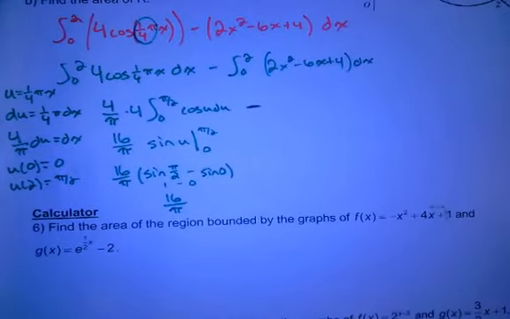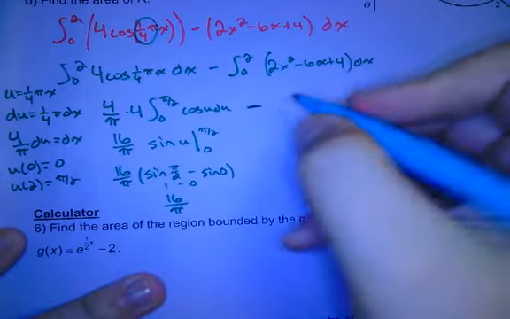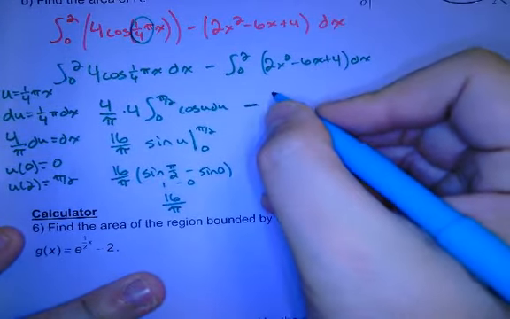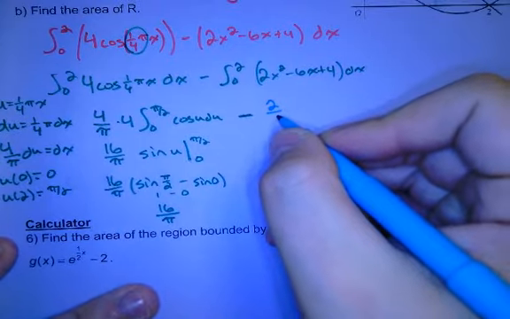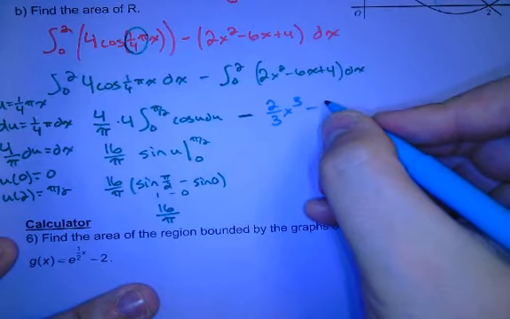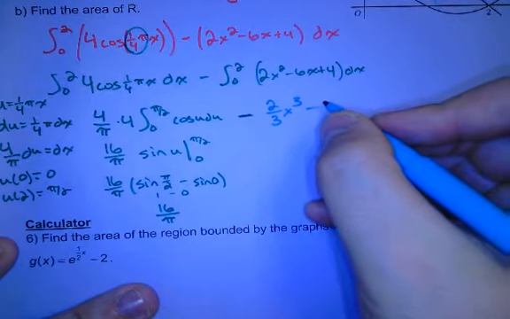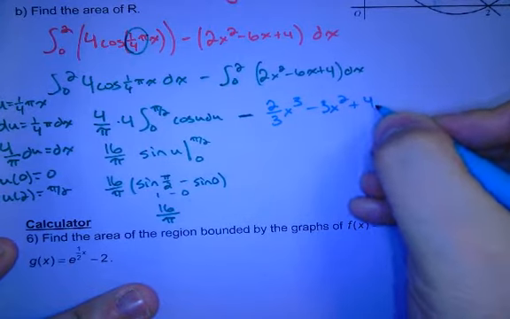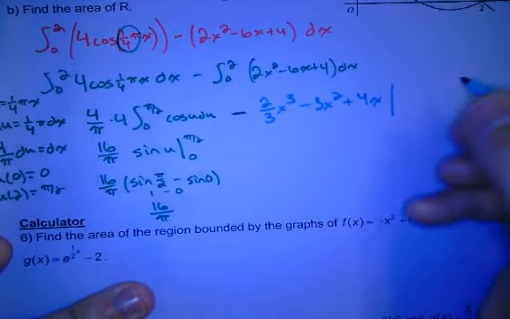Okay, on this side right here, I'm going to do this in red so you can see the difference. I'll do it in blue so you can see the different colors as we're going through this. The antiderivative of 2x squared is going to be 2/3 x cubed minus 3x squared plus, evaluated from 0 to 2.